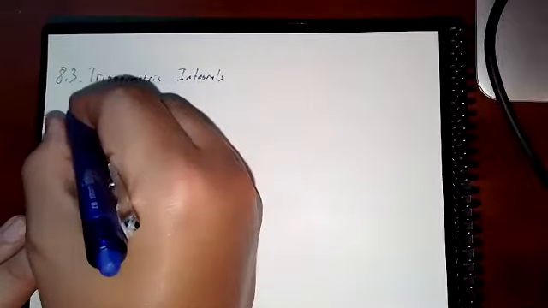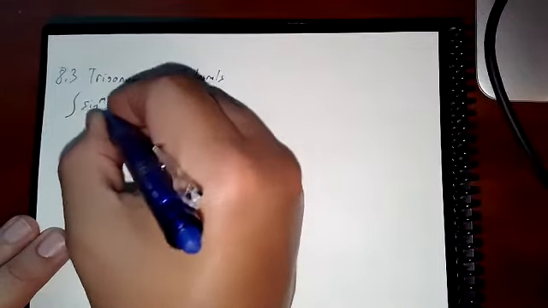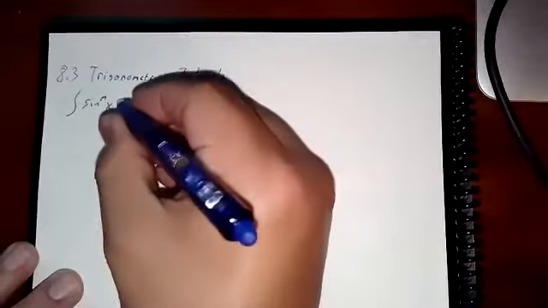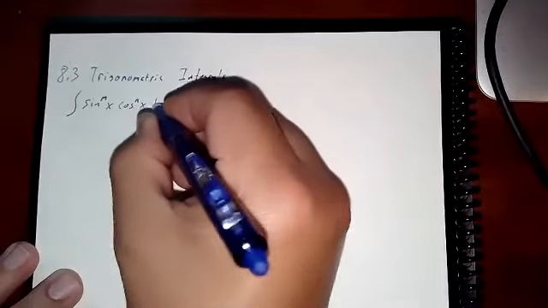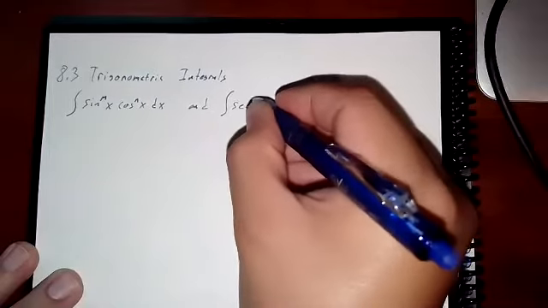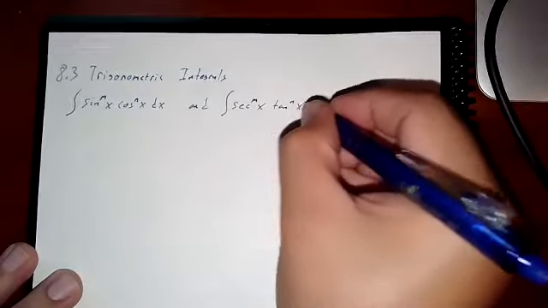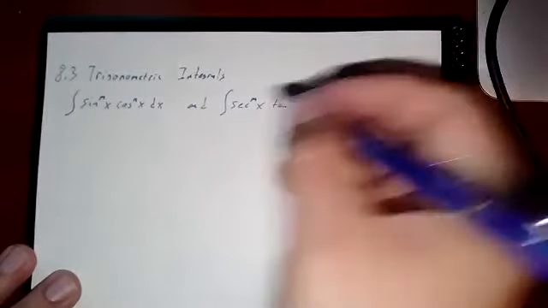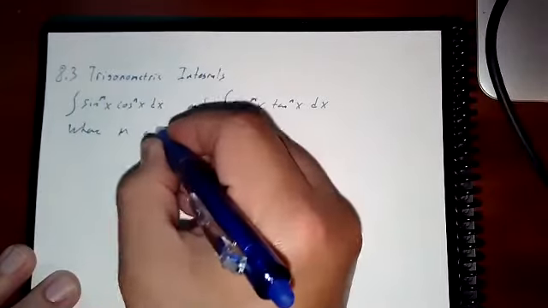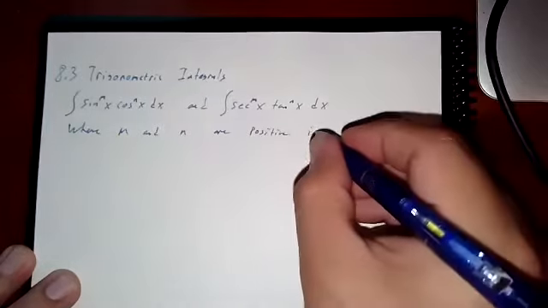Let me give you the techniques, I guess. So if you have an integral of sine to the power m times cosine to the power n dx, and you also have an integral of secant to the m x tangent to the n x dx, where m and n are positive integers.